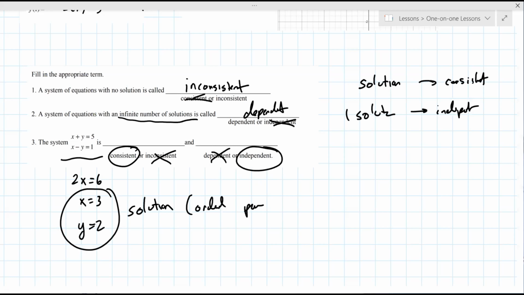Where should we go from here? Number 9. Number 9. Okay, graph. I kind of remember doing something like this with you.